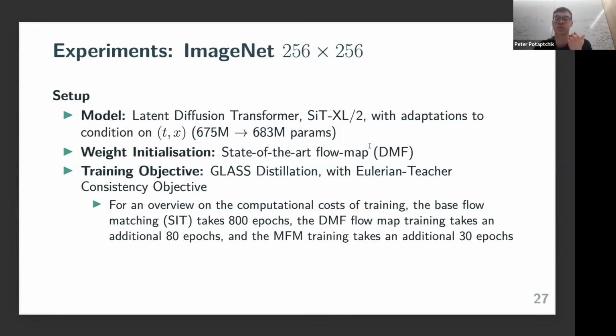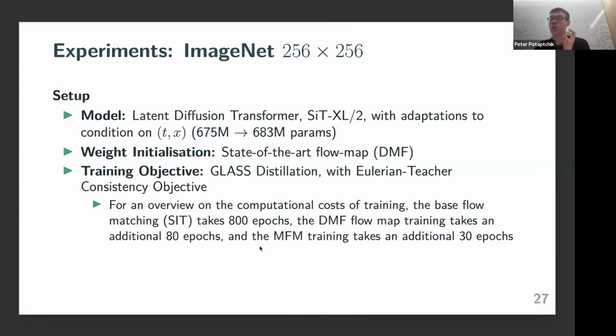But then for the state-of-the-art results, we tried to just use a pre-trained flow map that was already really good and just fine-tune it into a meta flow map. Our motivation here is that training the meta flow map on top of a flow map is really easy. You just add on a few parameters and do a few extra steps, and it's really easy to adapt it into a meta flow map.